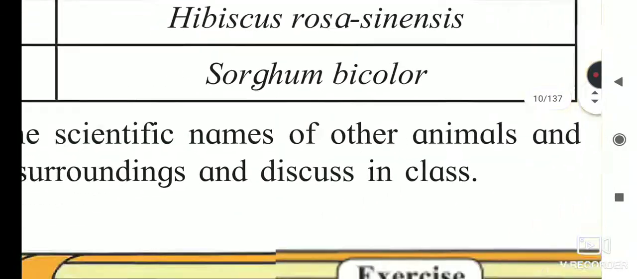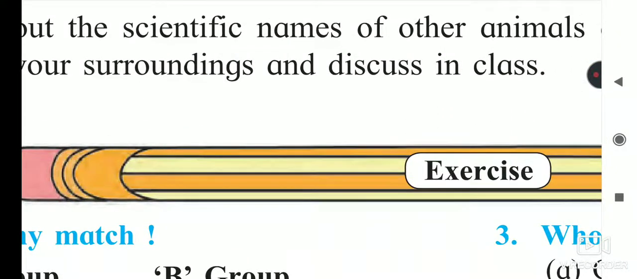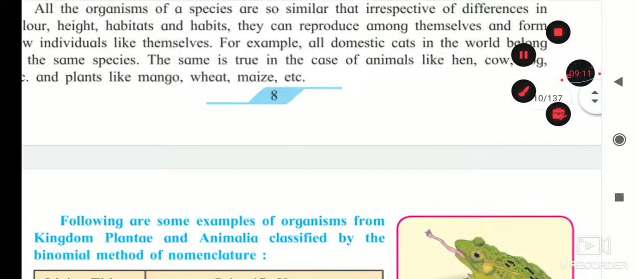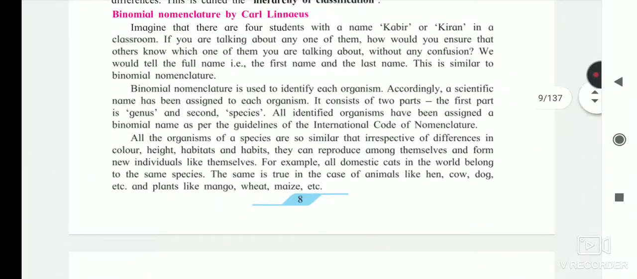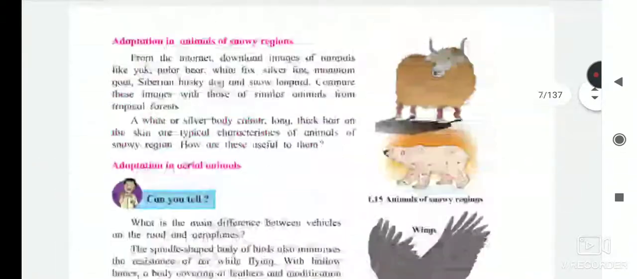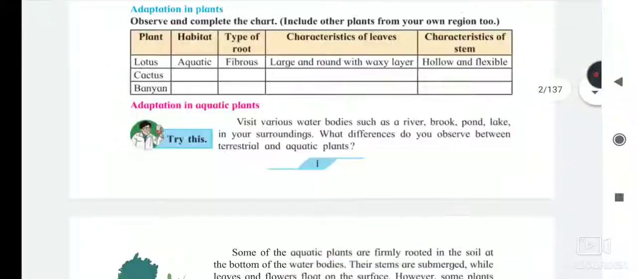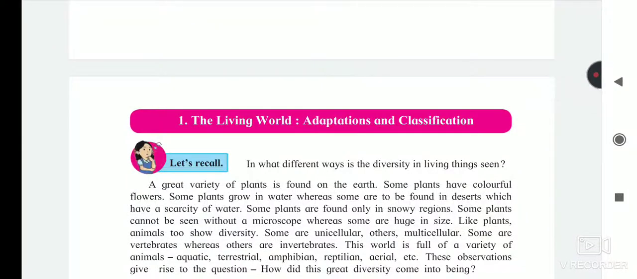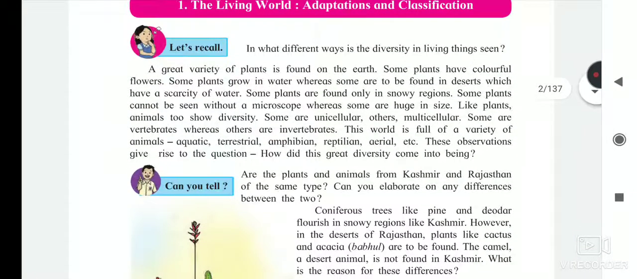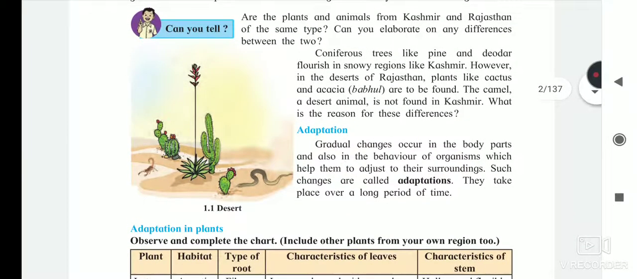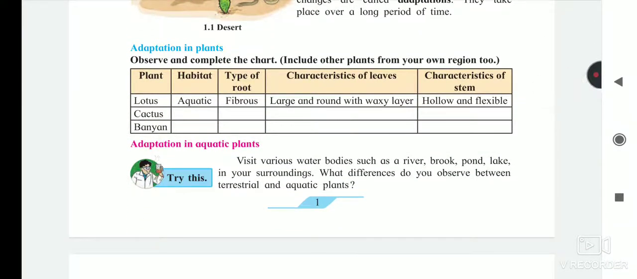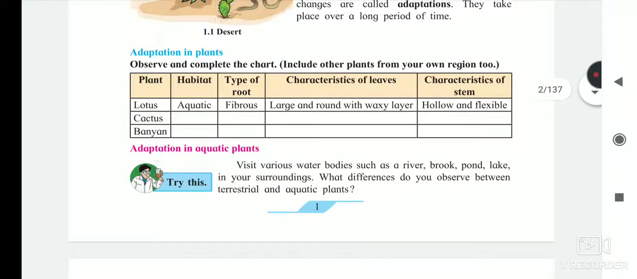Okay. Now we will see the next part, that is about the lesson. Today we have finished lesson number 1, adaptations in the living world, adaptation and classification. So within 5 minutes we will just revise the lesson. First of all, we see the adaptations in plants.